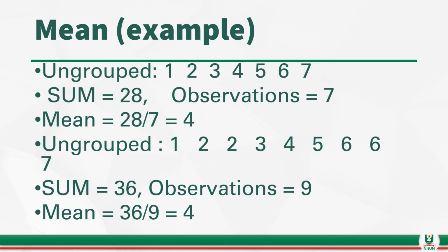Also, in ungrouped data, you can have numbers appearing twice, like 2 appearing twice and 6 appearing twice. So you have 1, 2, 2, 3, 4, 5, 6, 6, and 7. The total number of observations here is 9. You count the double numbers as double observations. So the total number of observations is 9, and the sum of all those observations is 36. So the mean here will be 36 over 9, which is 4.